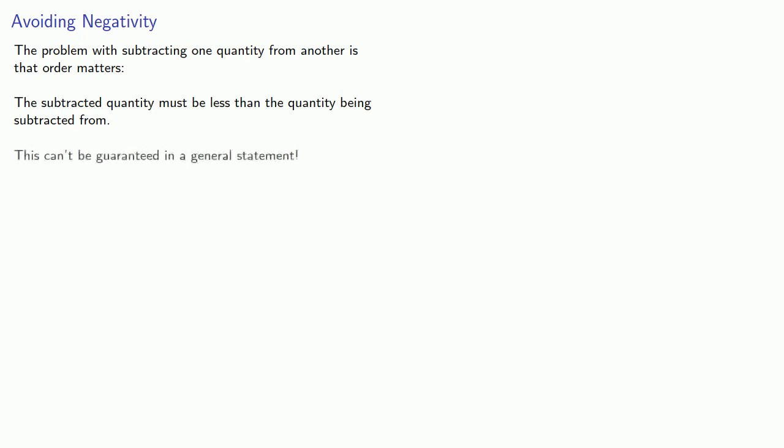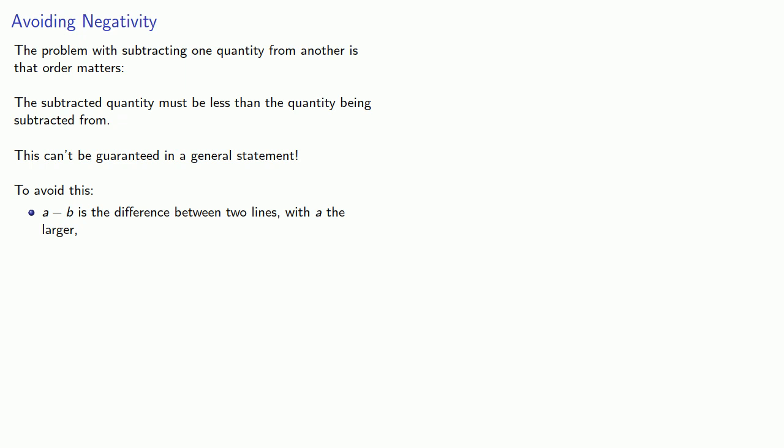The problem with subtracting one quantity from another is that order matters. The subtracted quantity must be less than the quantity being subtracted from. Unfortunately, this can't be guaranteed in a general statement. So we can at least modify our statement a little bit so we can guarantee it. To avoid this, we might say that a minus b is the difference between two lines with a the larger.